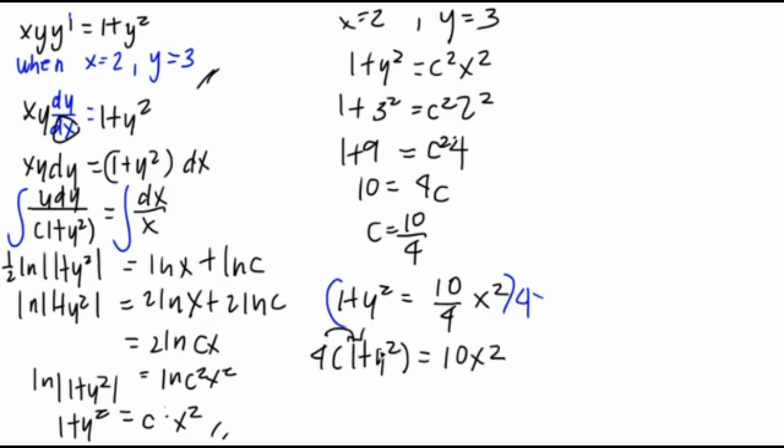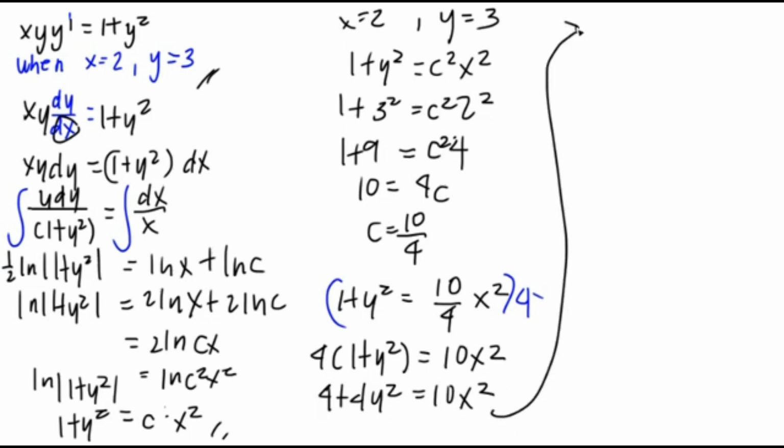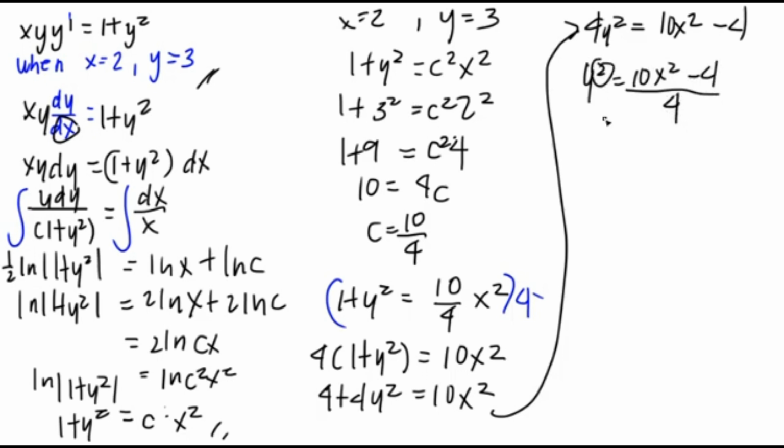Distribute natin tong 4 sa nasa loob. So, magiging 4 plus 4y squared is equal to 10x squared. Para makuha natin yung final answer, solve natin siya in terms of y. Magiging 4y squared is equal to 10x squared minus 4. Tapos divide natin both sides by 4. Magiging y squared is equal to 10x squared minus 4 all over 4. Tapos may square pa. So, square root natin both sides.